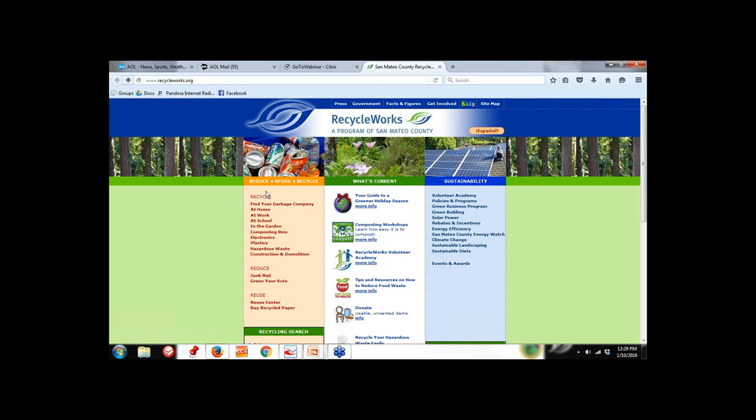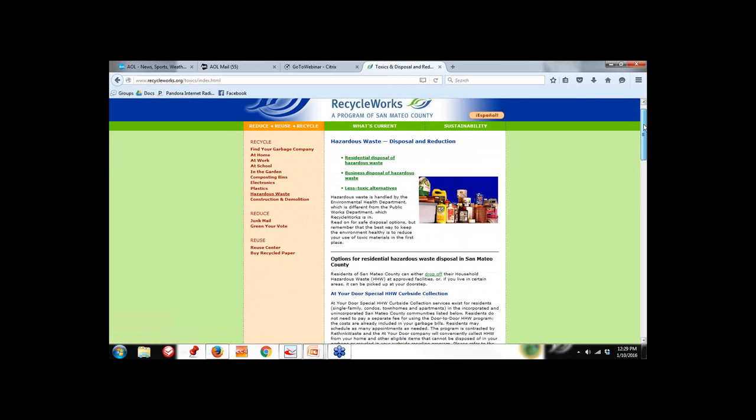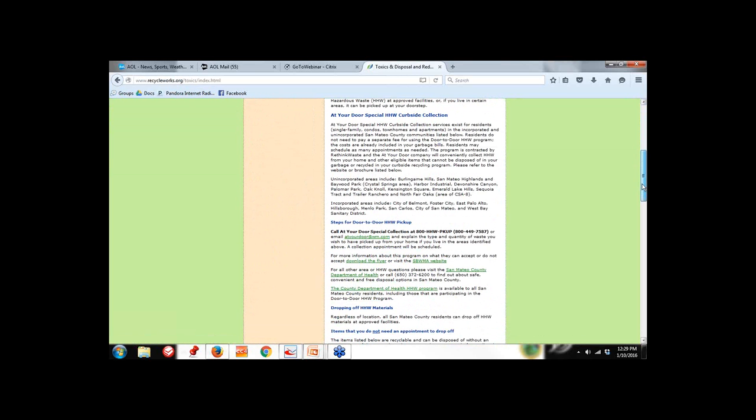Over on the left side, Reduce, Reuse, Recycle, you can find your garbage company. You can find out more information for things at your home, at work. The one we were just talking about, the hazardous waste, is one of my favorite places on the website. It has a ton of resources and links here. Sometimes you have to look through it, but here's information on the drop-off program with the drop-off link. Down here is the At Your Door program.